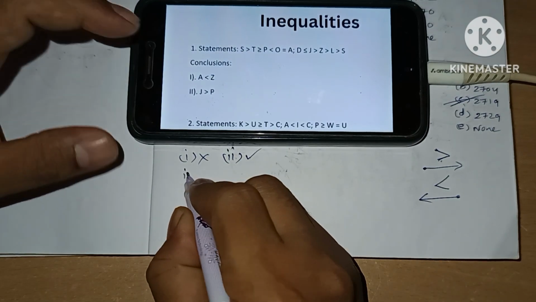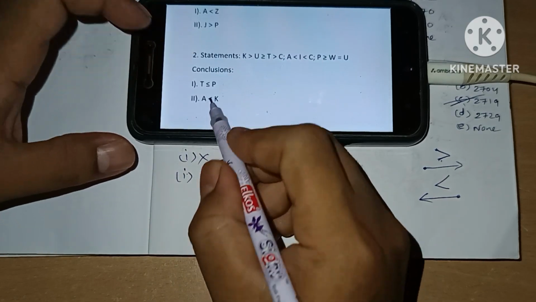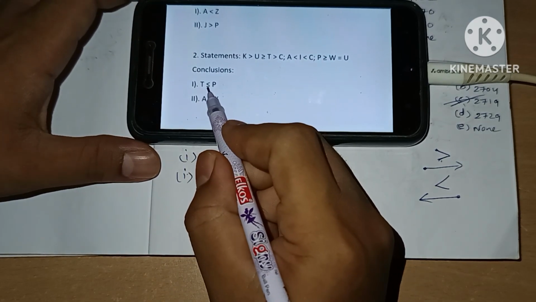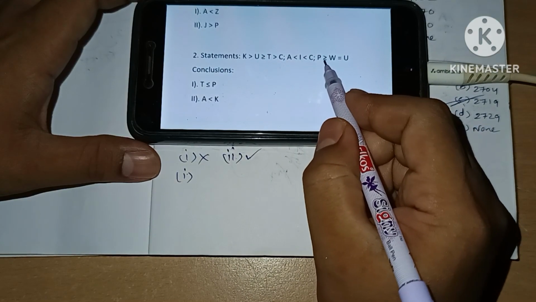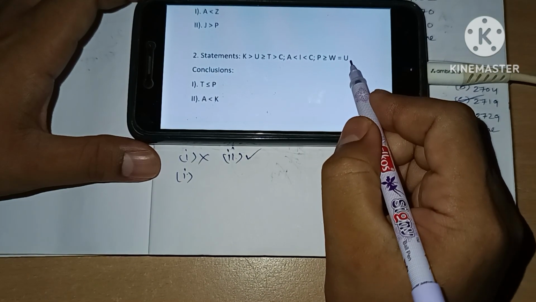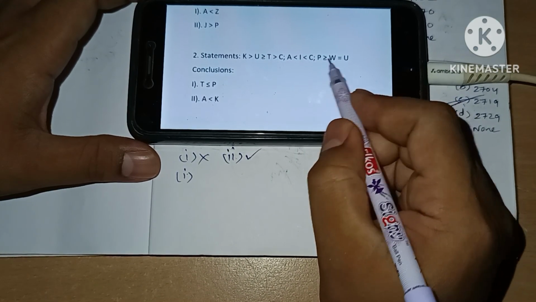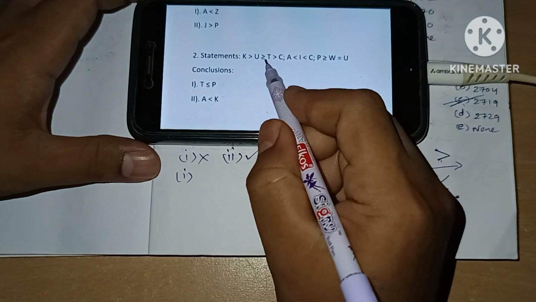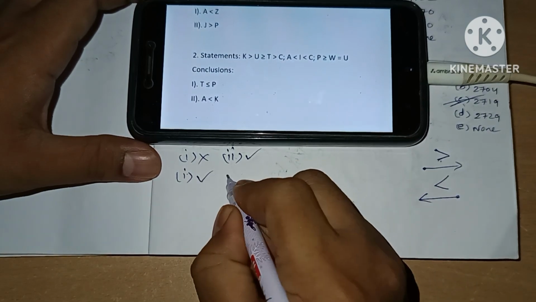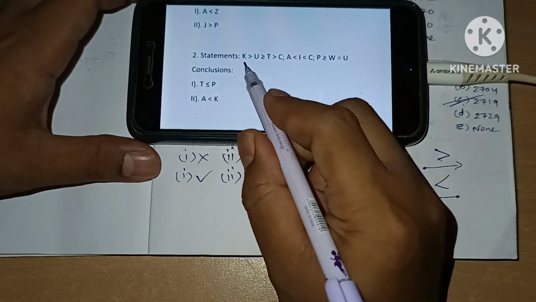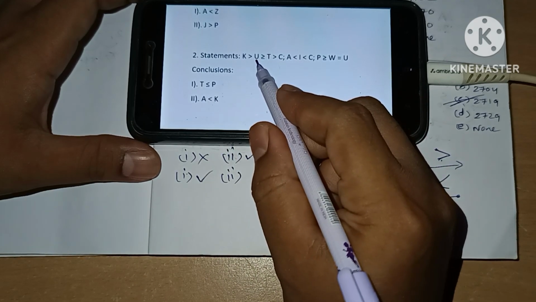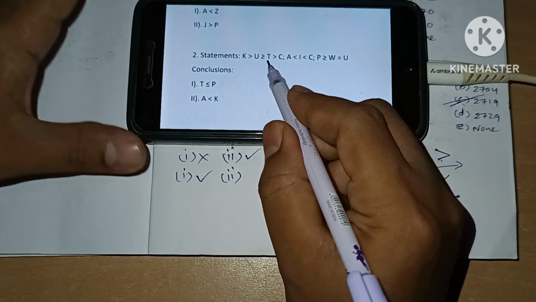Next, second question, the flow from P to T and everywhere equal to also. From P we can reach to W and U with equal to. From U we can reach to T with equal to. So the first conclusion will be true. Second conclusion, the flow from K to A. From K we can reach to U. From U we can reach to T.